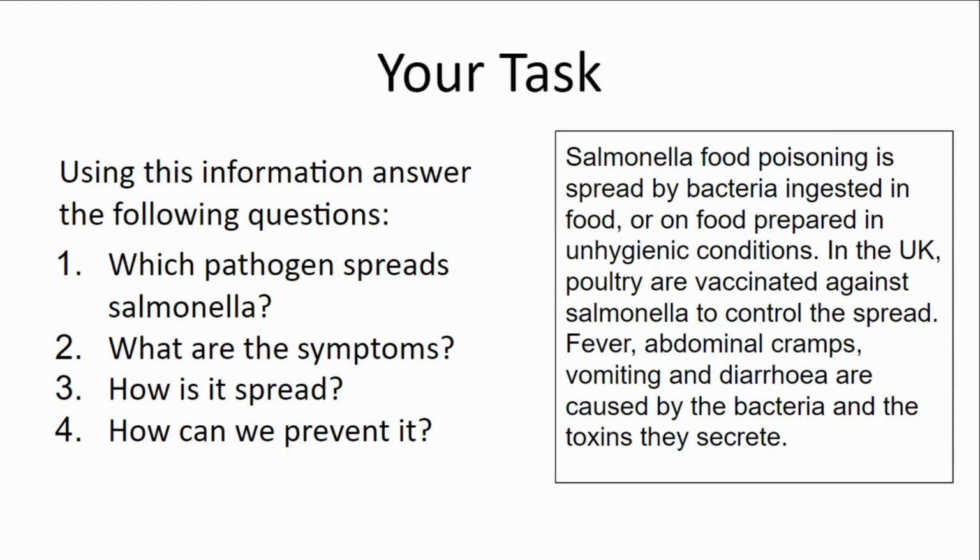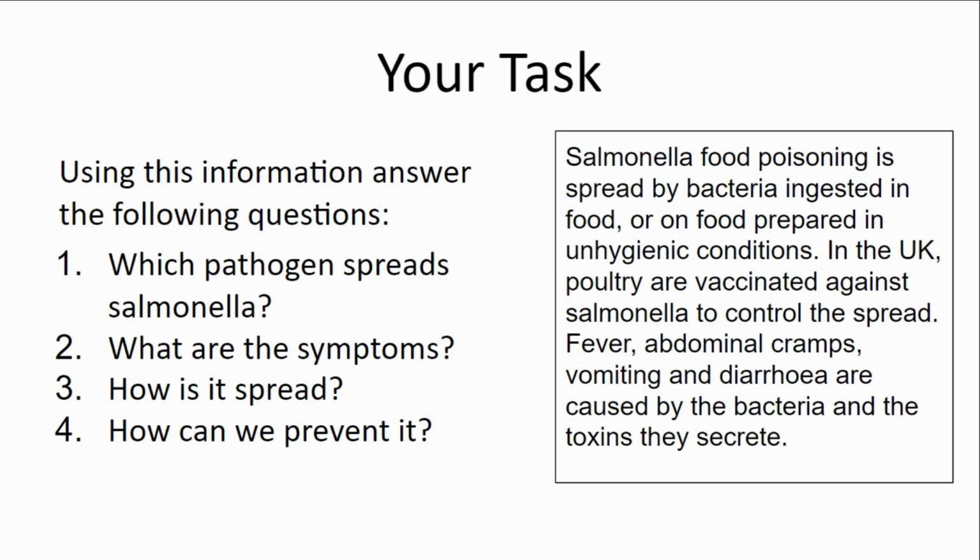Answer time now, so if you get your red pens ready, or any pen will do, I would like you to correct or mark them with a tick if you got them right. Which pathogen spreads Salmonella? It's spread by a bacterium. 2. What are the symptoms? The symptoms are fever, abdominal cramps, vomiting and diarrhoea, general food poisoning type symptoms.